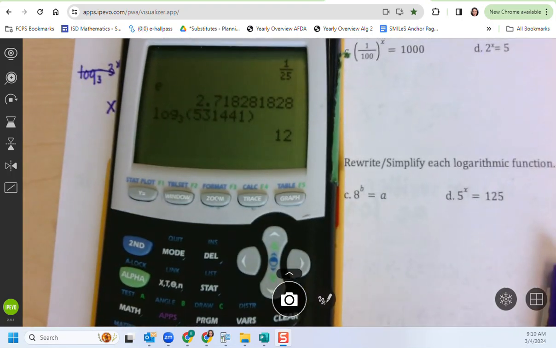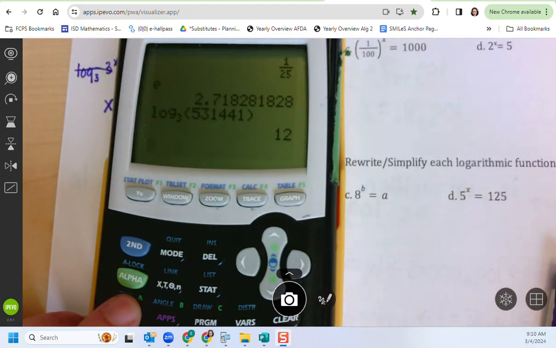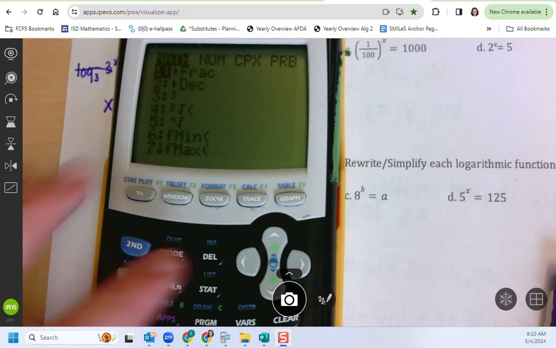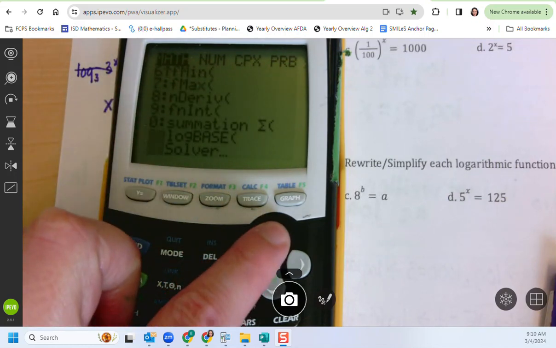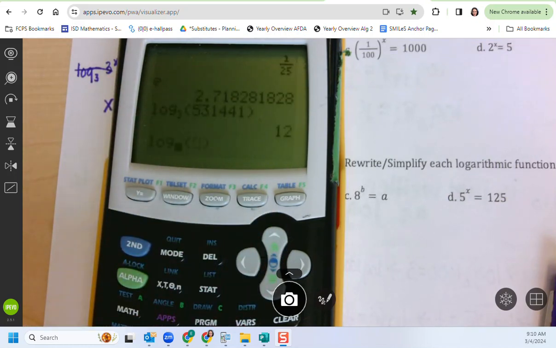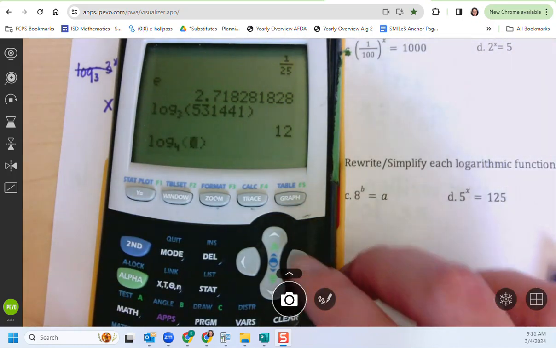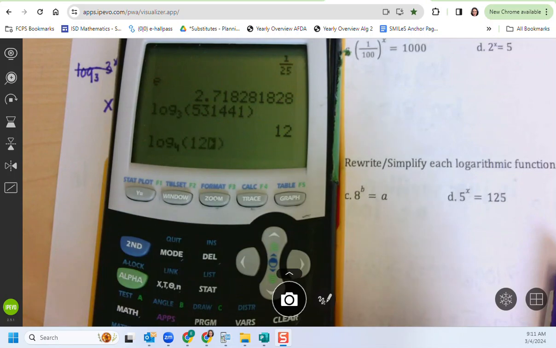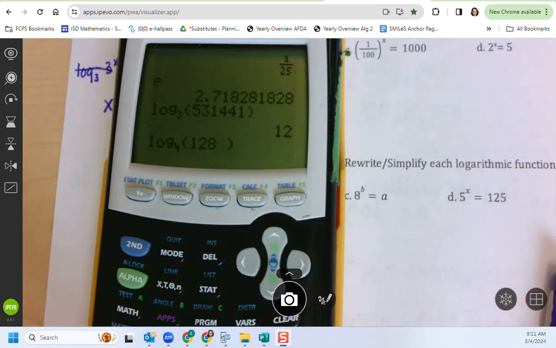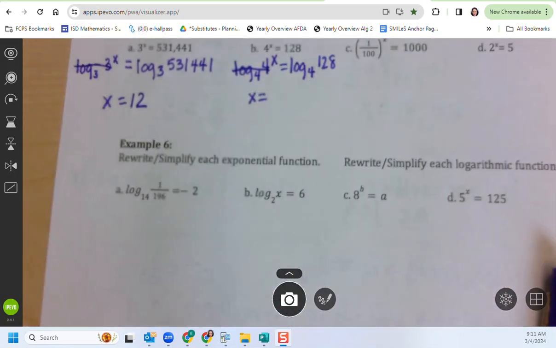And then we're going to put this in the calculator. So remember, you're going to press the math button under alpha, go up to A, and then put in the 4, and I think it was 128. Did you guys get 3.5? Yeah. Good.